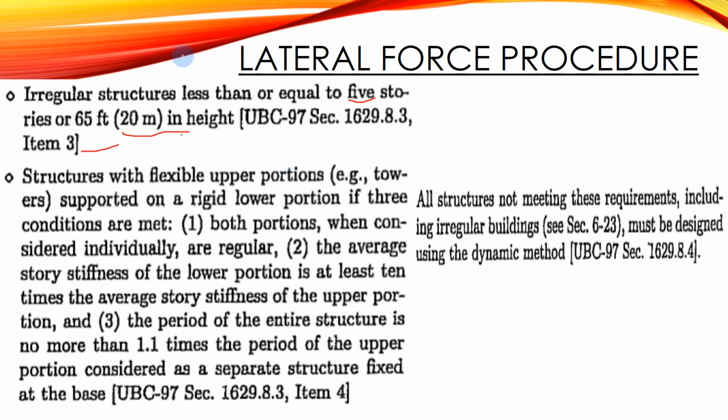So fourth is structures with flexible upper portion, for example towers supported on a rigid lower portion, if three conditions are met. First, both portions when considered individually are regular. Second, the average story stiffness of the lower portion is at least 10 times the average story stiffness of the upper portion. And third, the period of the entire structure is more than 1.1 times the period of the upper portion considered as a separate structure fixed at the base.